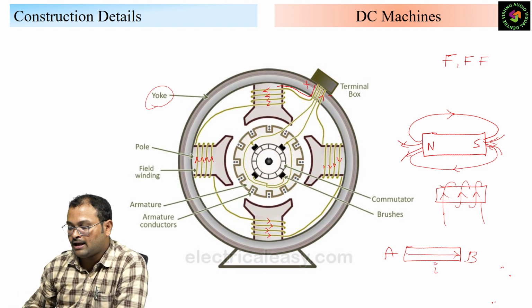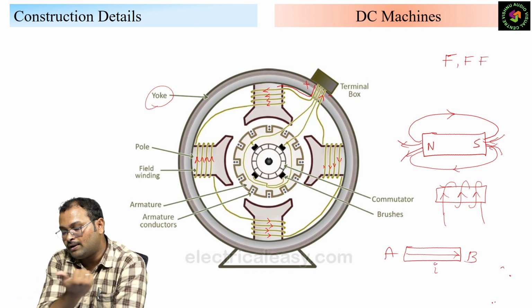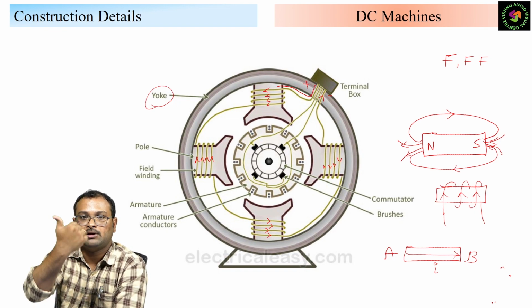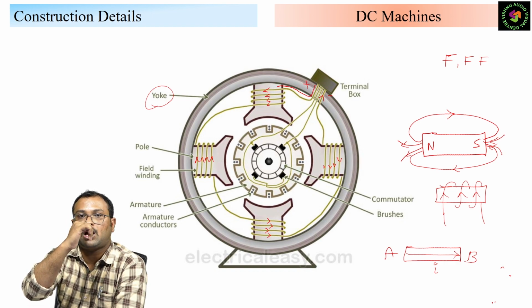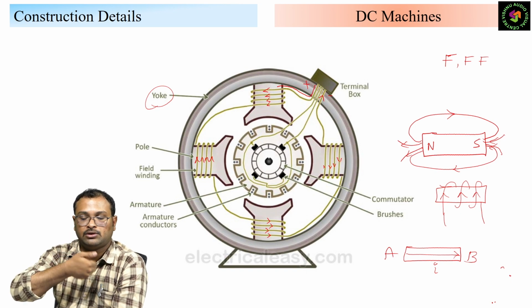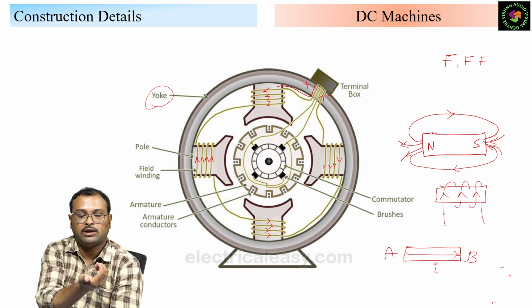Then it says you have to keep your thumb towards the direction A to B, and the remaining fingers will show the direction of flux. Suppose current is towards me, so I keep my thumb towards me. The flux direction is clockwise for you. Suppose current is towards you, so I keep my thumb towards you. The remaining fingers will show anti-clockwise.